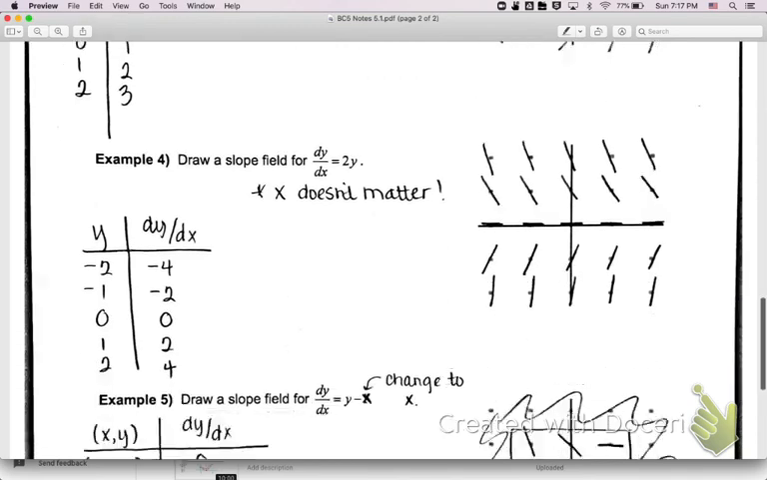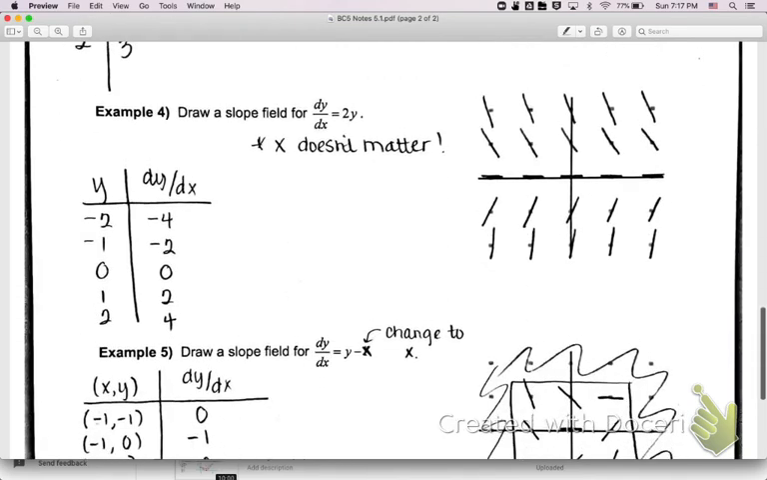So example 4 is one where the y value matters, but the x value doesn't. The slope is all defined in terms of y. So again, if we pick in this table different y values and our slope, then the x doesn't matter. So at each of the different x values, you notice the slope stays the same all the way across because the x value doesn't matter there.